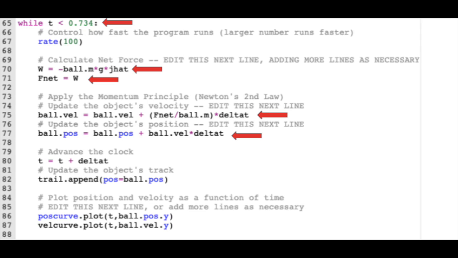This included adding a new line for the weight force and setting it equal to the equation from before, the mass of the ball times gravity, negative i hat, and setting Fnet equal to the weight force. I also had to alter the position update formula and the velocity update formula to match the equations from Newton's second law. This is now the final code for the gravity-only model.